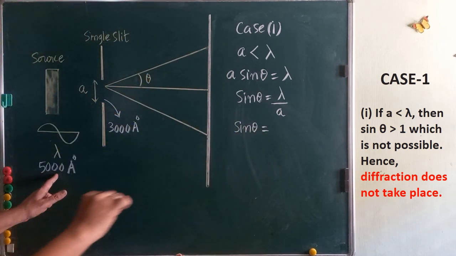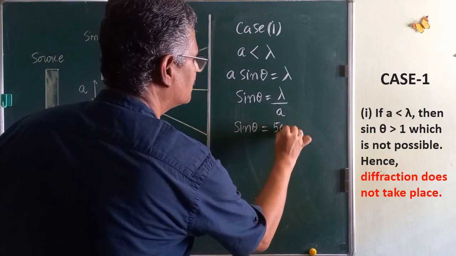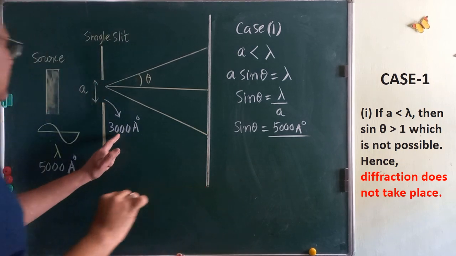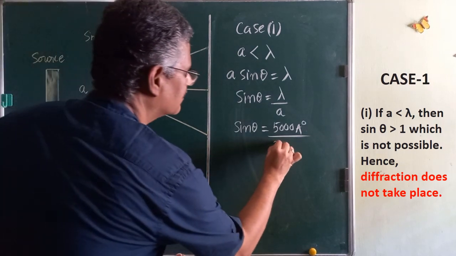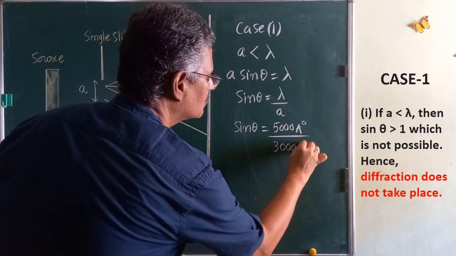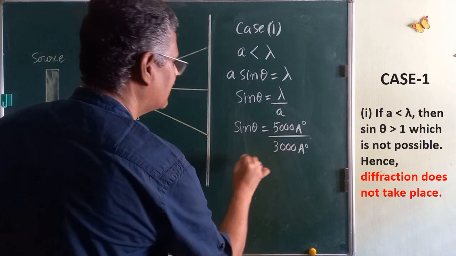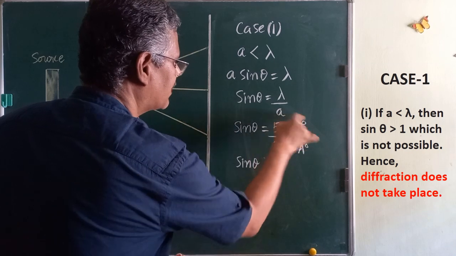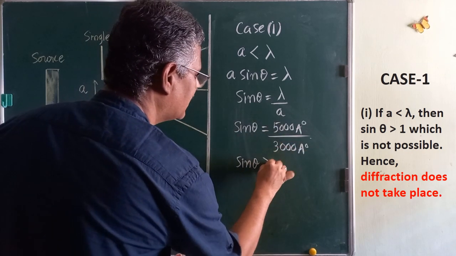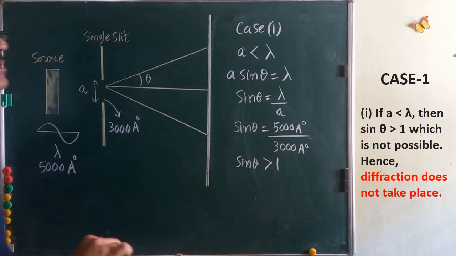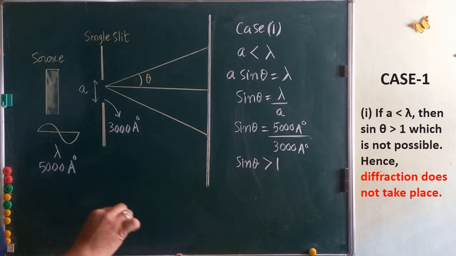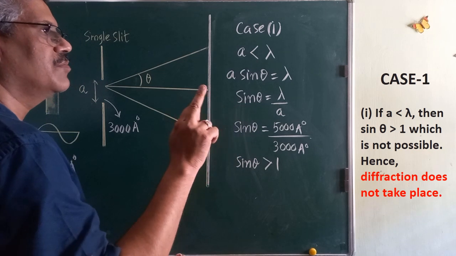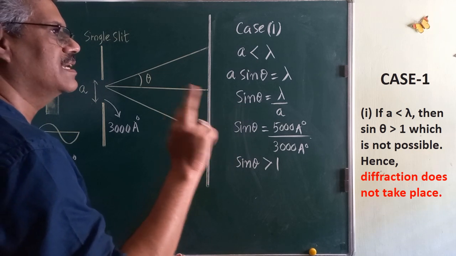Substitute here, instead of lambda, 5000 Armstrong unit. And then here one typical value is taken. The value is how much? 3000 Armstrong unit. After cancelling, how will the value be? After calculation, this value will be greater than 1. So clear, you know the fundamentals. The sin theta value, is it clear? That will be equal to 1, which is the maximum value of sin theta.